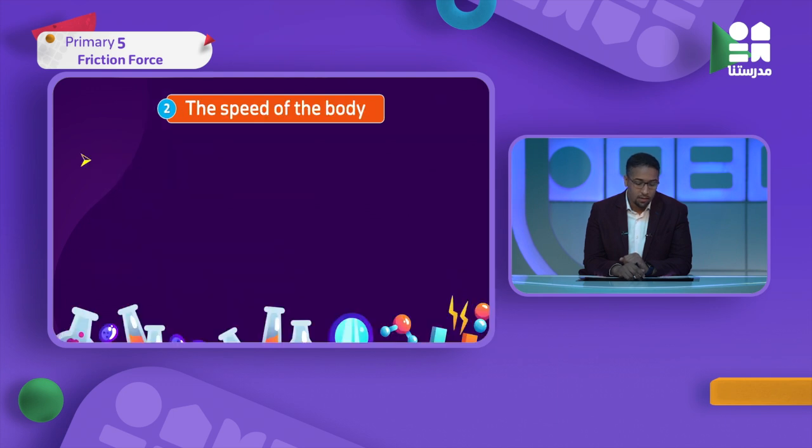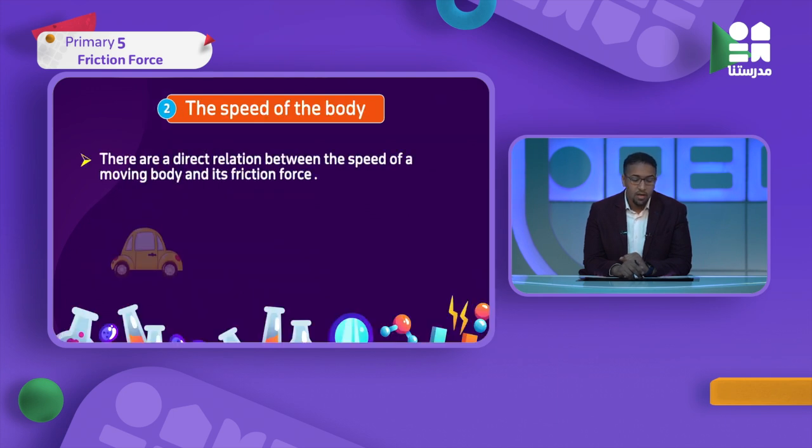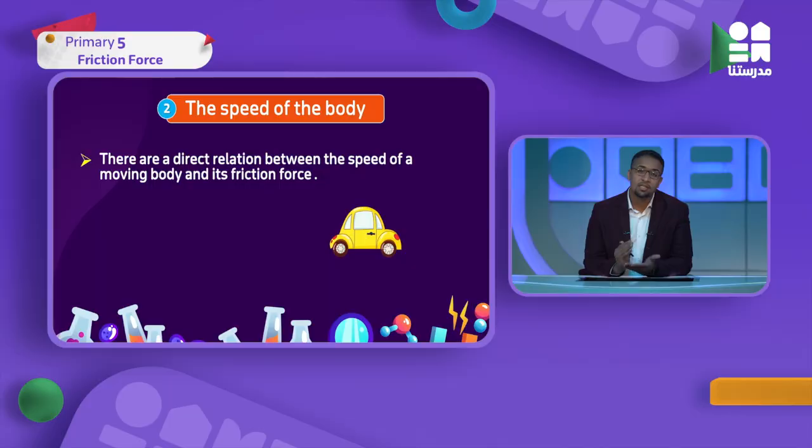The speed of the body. There is a direct relation between the speed of the body and friction force. Direct relation means when speed increases, friction increases, and when speed decreases, friction force decreases. That's called a direct relation: this one increases and that one increases, this one decreases and that one decreases, so this is called a direct relation. Nice.